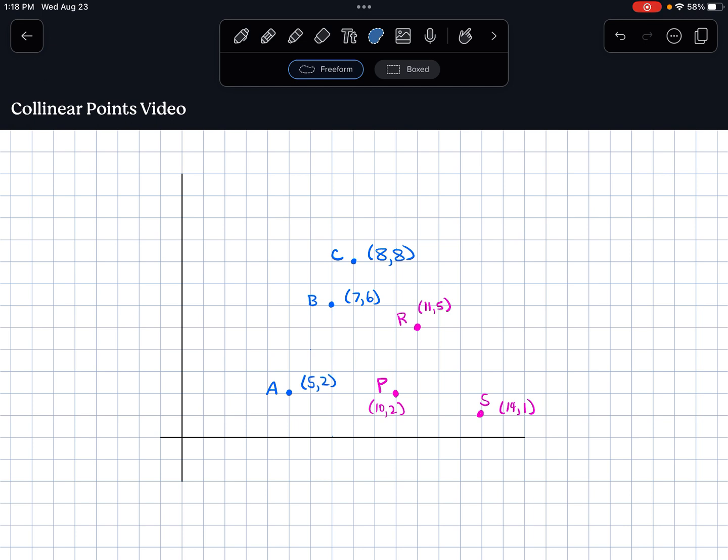So let's think about two sets of points here. I've got a point A, B, and C, and you notice those look like they are probably on the same line. I've got the points 5, 2, 7, 6, and 8, 8, the blue points. And then I've got these pink ones down here, P, R, S, and clearly those are not on the same line. But how could we use vectors to make that determination?